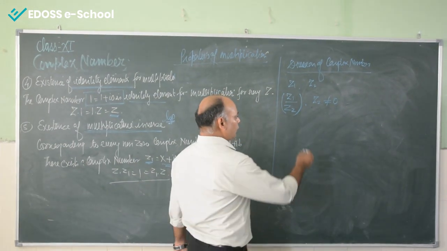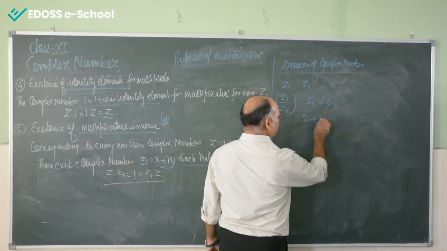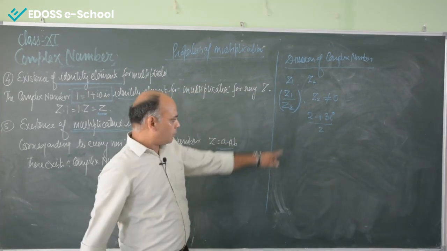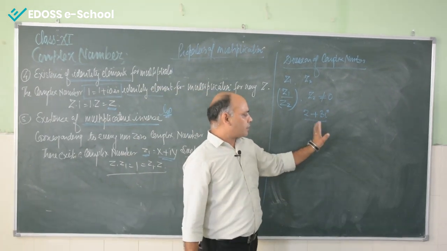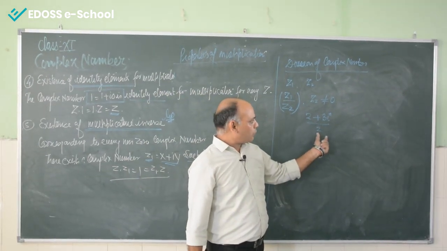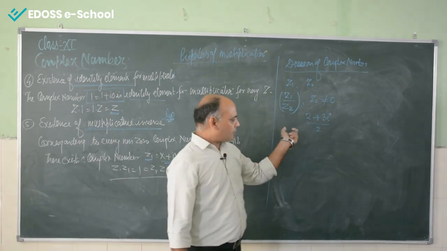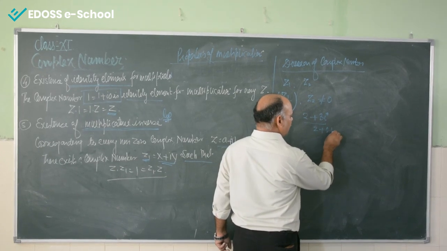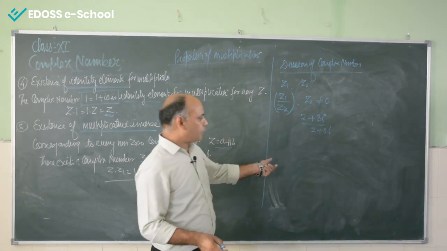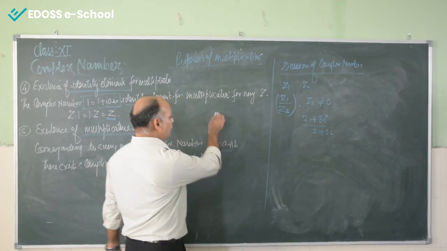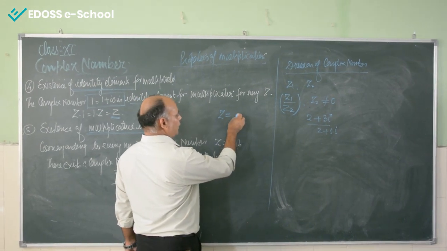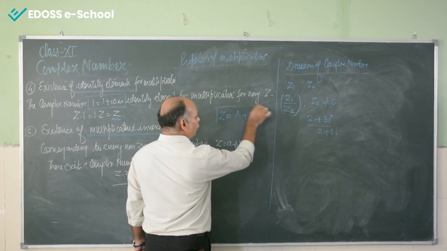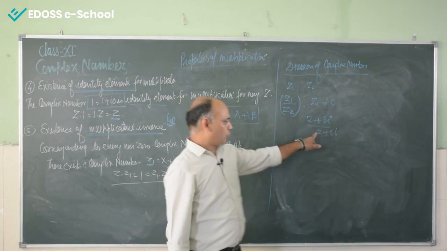Suppose I am saying 2 plus 3 iota is divided by 2. See, 2 plus 3 iota is divided by 2. Then this 2 is also a complex number, and this complex number can be written as 2 plus 0 iota. The standard format of a complex number is always written as Z equals a plus iota b. That means if there is only a 2.